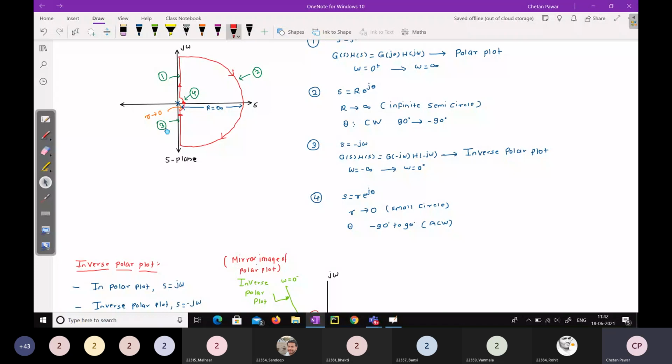Okay. So this will be the anti-clockwise direction of that small circle. So in this way, we map these 4 regions using the open loop transfer function, and we get different kinds of plots in a GH plane. Okay. So let us see why this third region is an inverse of this first region. Why this third region is an inverse polar plot.